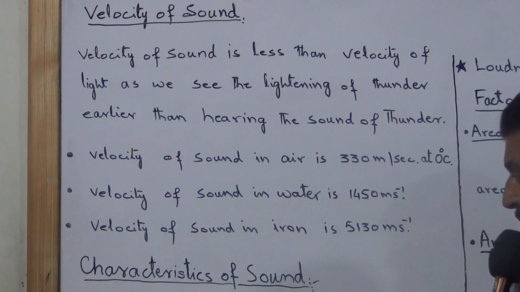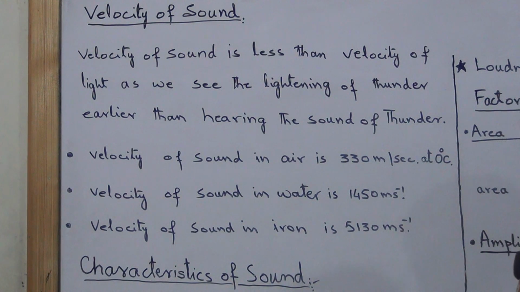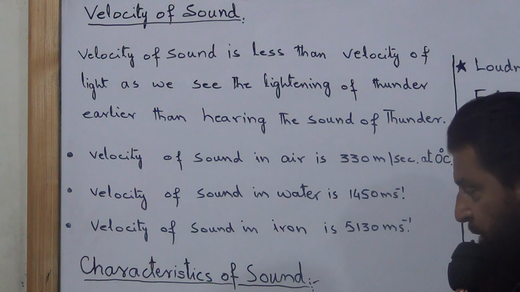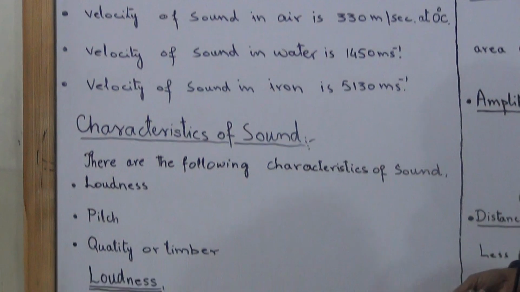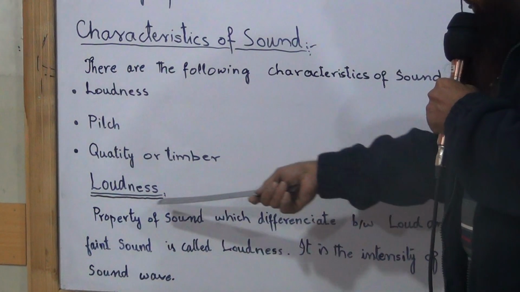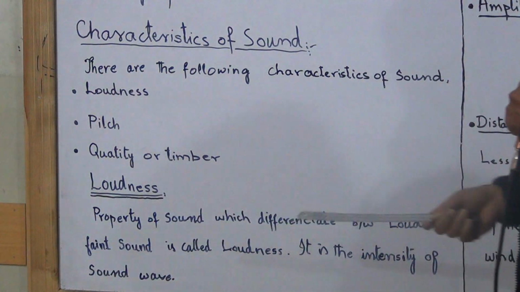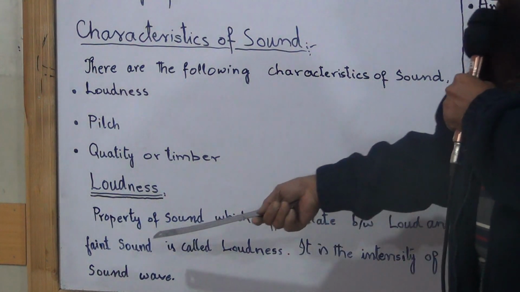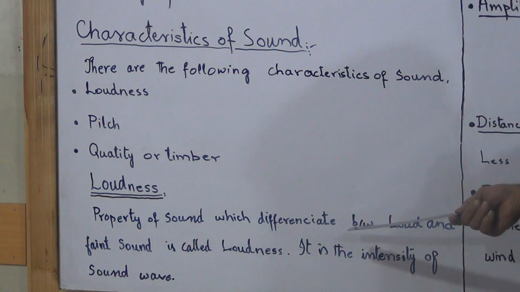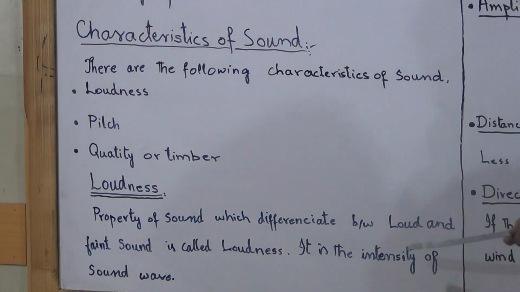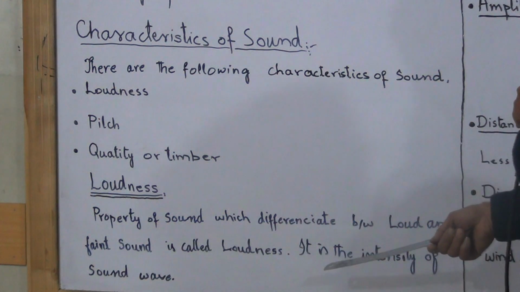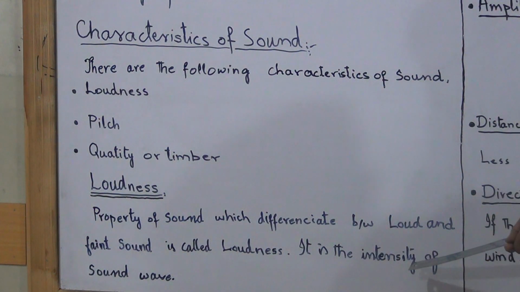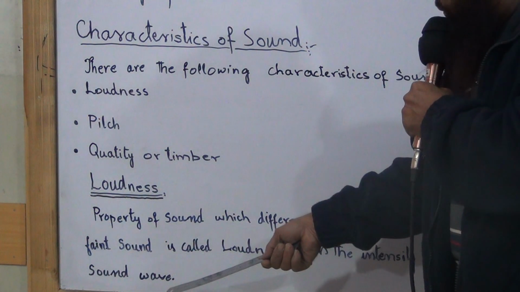Now, characteristics of sound. There are the following characteristics of sound: loudness, pitch, and quality. These are the three characteristics of sound. First of all, we will define loudness. Loudness is the property of sound which differentiates between loud and faint sound. It is the intensity of the sound wave.